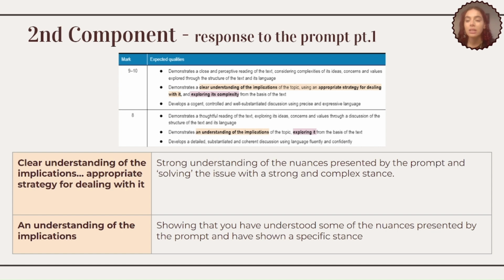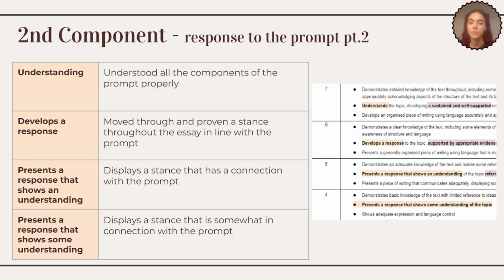The other one, which is in the 8 category, is you're showing that you have understood some of the nuances by the prompt, right? You're acknowledging most of it. You are somewhat facing it head on. But it's not quite as strong as the other 9 and 10s, okay? 9 and 10s is just, you've got a clear, solid understanding. There's no guesswork going on. It's very obvious. The other one is like, yep, okay, we're seeing it, sure.